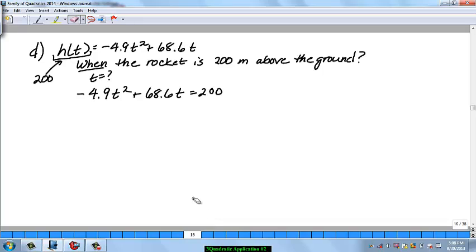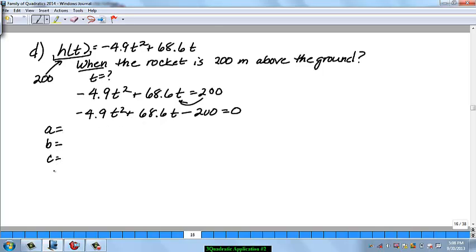Now when you go to do these, most often you're going to use the quadratic formula. I did show you where you can actually factor this, but I know this one's not going to be as nice. And now I have to make it equal to 0, so I'm going to move the 200 over. So I have negative 4.9 t squared plus 68.6 t minus 200 equals 0. Stack and rack. A, B, C, D. A is negative 4.9. B is 68.6. C is negative 200.